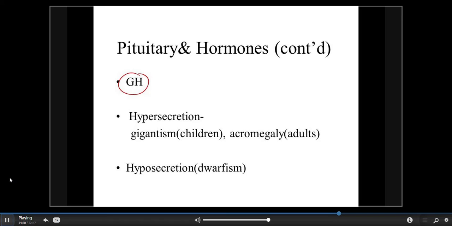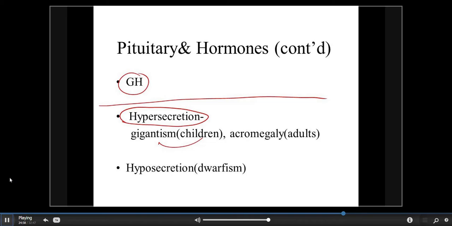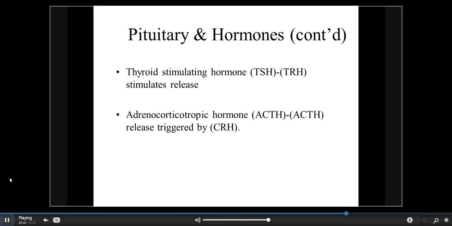This secretes growth hormone. Sometimes tumors can grow in the area of the cavernous sinus and cause a problem where you have hypersecretion of GH. If you have too much secretion of growth hormone in a growing child, you call it gigantism. If you have hypersecretion of growth hormone in an adult, you call it acromegaly. Now, if you have too little secretion of growth hormone, that will culminate in what's known as dwarfism.